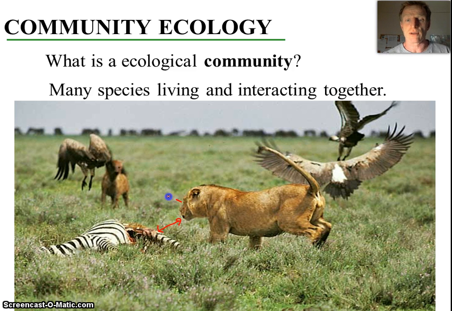Obviously, the lion's got a relationship with that hyena. They don't particularly like each other. If you saw the lion, you know that. There's also these vultures out here. They have a relationship with the lion and the hyena and the zebra. So all these different populations interact together in a community, and it's these interactions that are important to understand, and how they interact together and how that results in this community ecology.